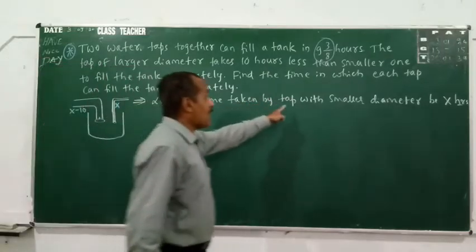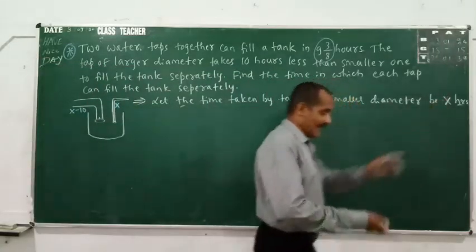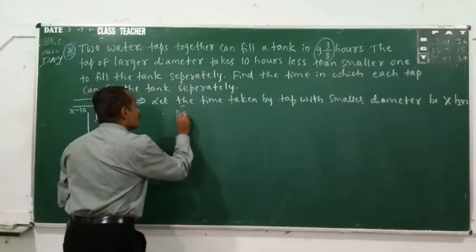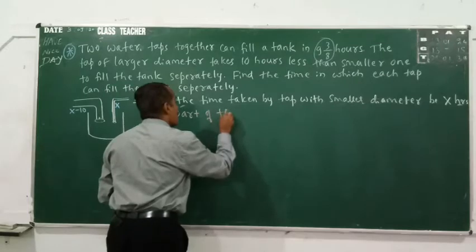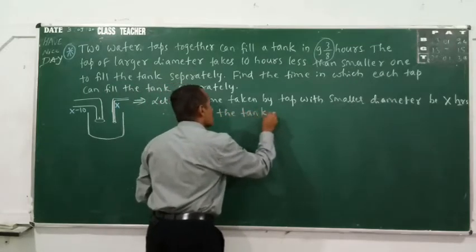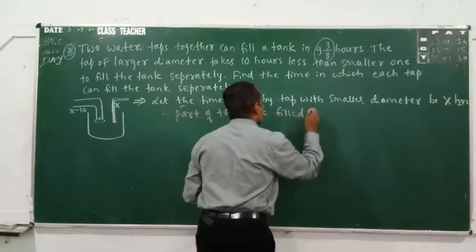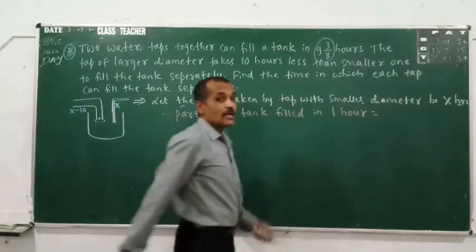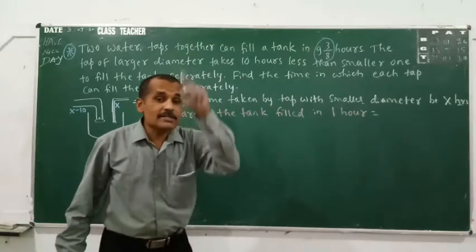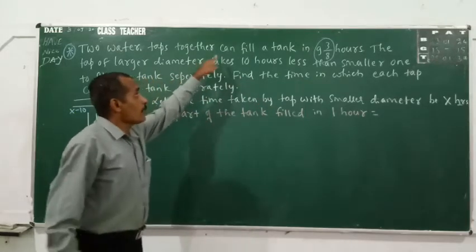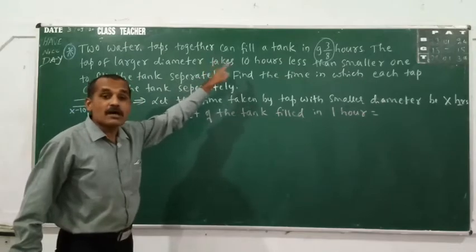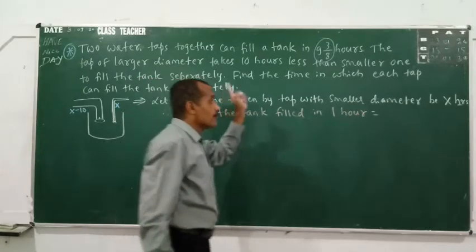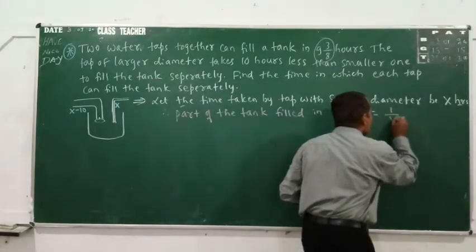let the time taken by the tap with a smaller diameter be x hours. I will write here only. Therefore, the part of the tank filled in 1 hour is equal to, this converting for 1 hour is very, very important whenever a problem of time and work is asked. The entire problem has to be converted for 1 hour. Therefore, the part of the tank filled in 1 hour is equal to 1 by x.